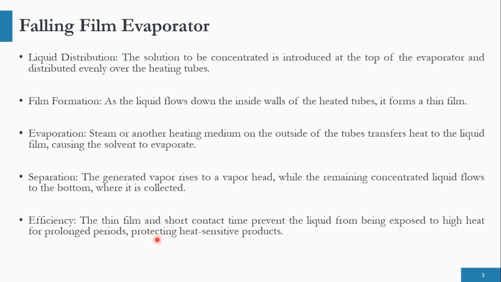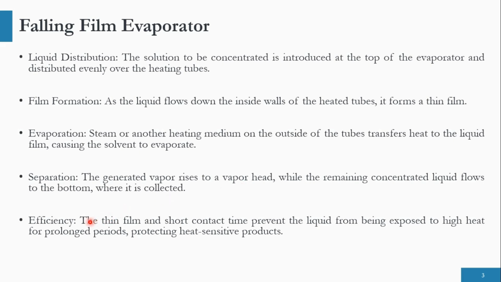If we divide it into the different parts, first one is the liquid distribution, that the solution which needs to be concentrated is introduced from the top of the evaporator and distributed evenly over the heating tubes. Second is the film formation, that as the liquid flows down the inside walls of the heated tubes, it forms a thin film. Then evaporation, that steam or another heating medium on the outside of the tube transfers heat to the liquid film, causing the solvent to evaporate, followed by the separation, that the generated vapor rises to the vapor head while the remaining concentrated liquid flows to the bottom where it is collected.